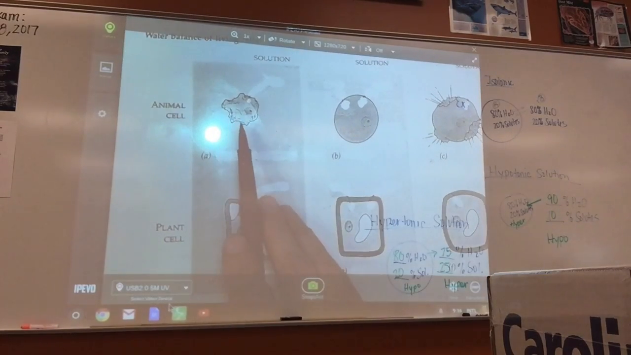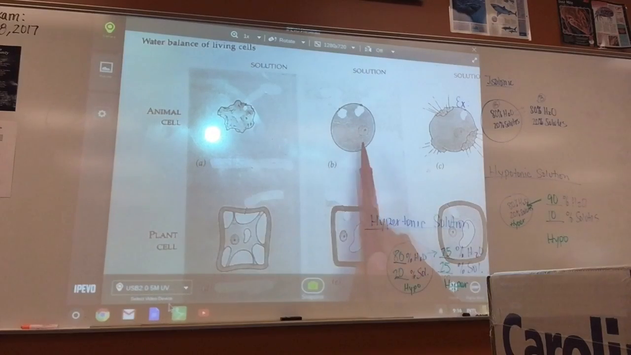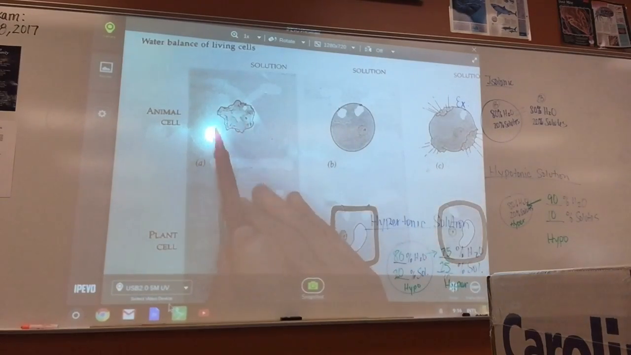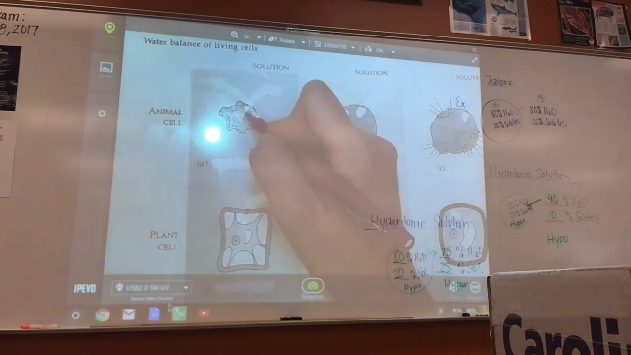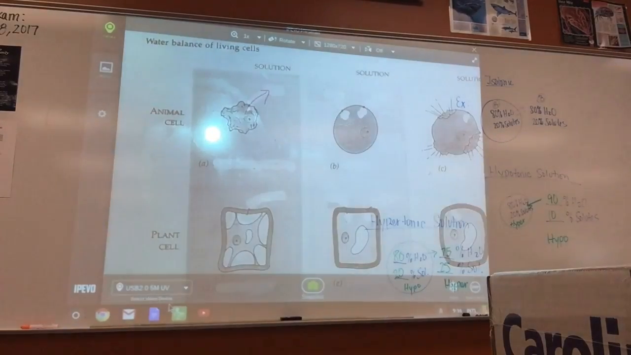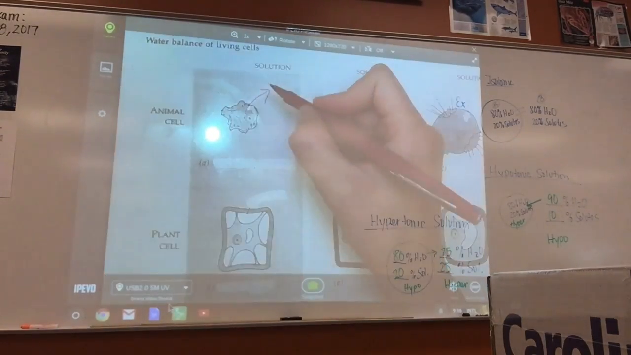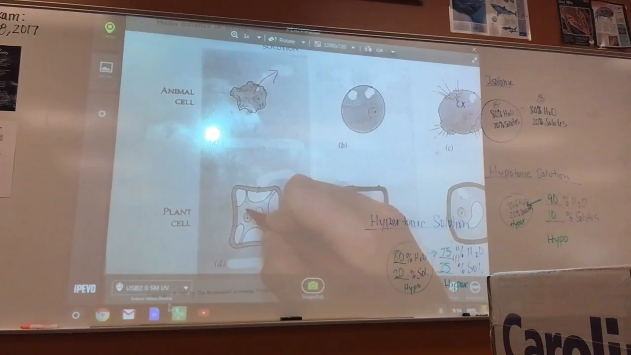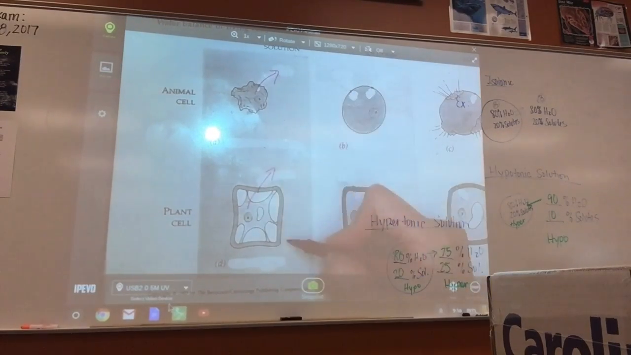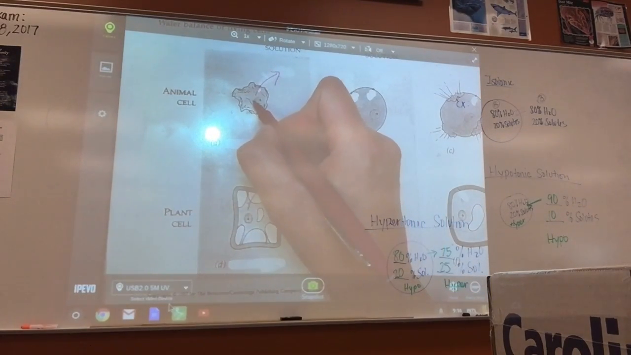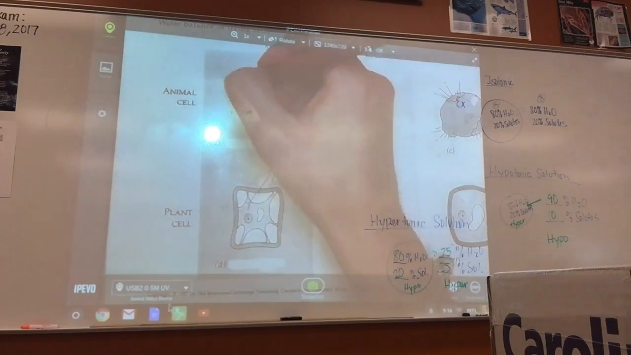Let's just look at this animal cell compared to these two cells here. It looks kind of shriveled up. So therefore, water is actually moving out of the cell there. And so that will be the case here as well. All right, the same thing's happening with both of them. And so then I asked you to put example percentages that would cause that to happen.